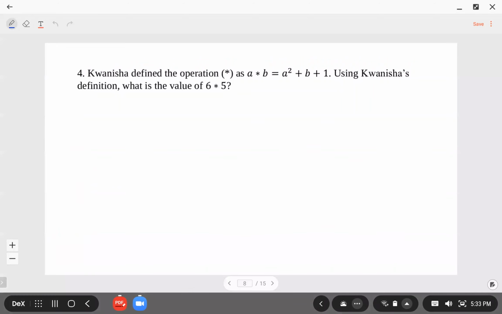Okay, A star B equals A squared plus B plus 1. Let's just substitute that in. Because in A star B, 6 will be A and 5 will be B. Very common sense. So A squared, 36, plus 5 plus 1 equals 42. 42 is correct, kids. The answer is 42, people.